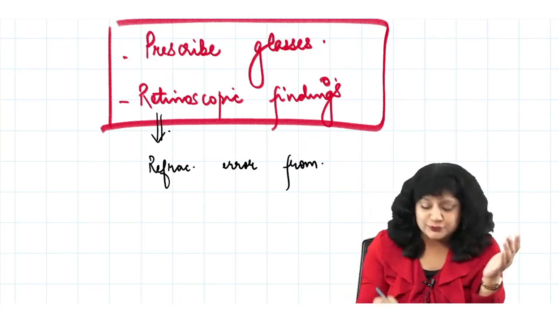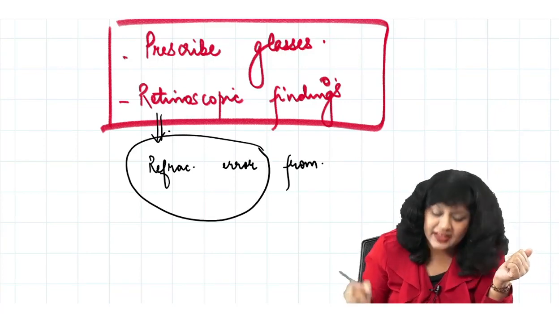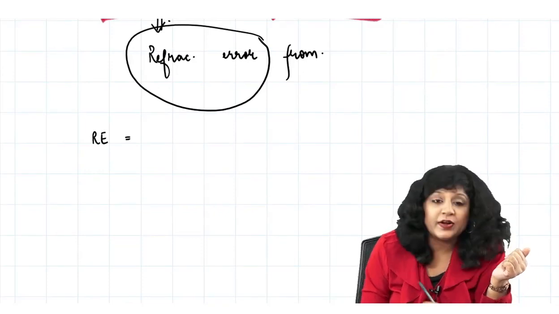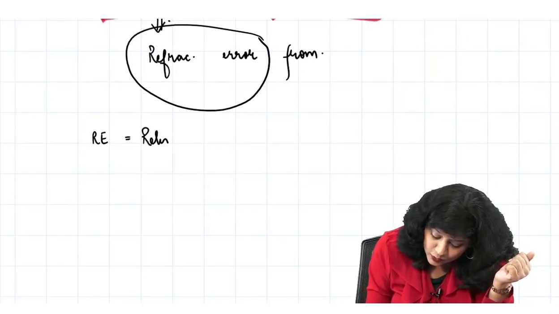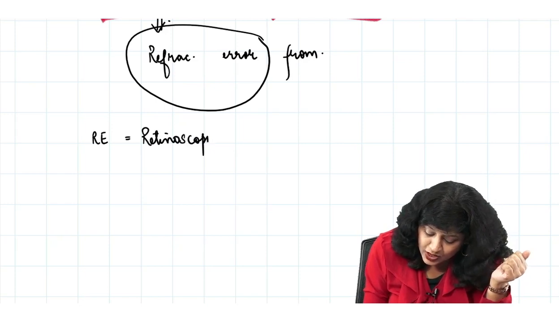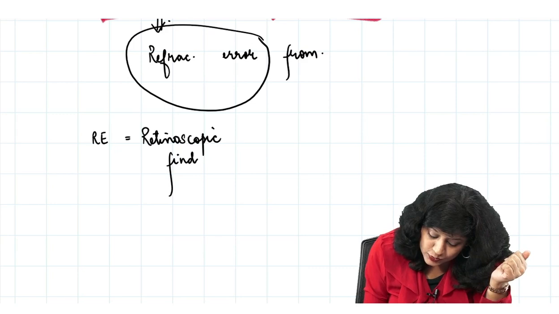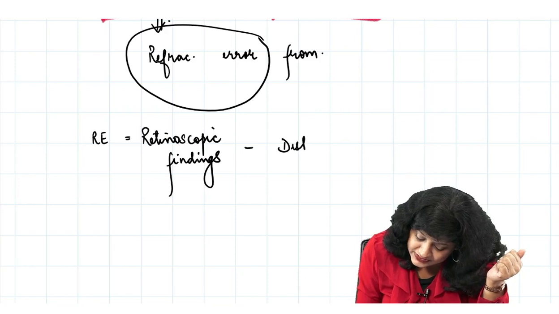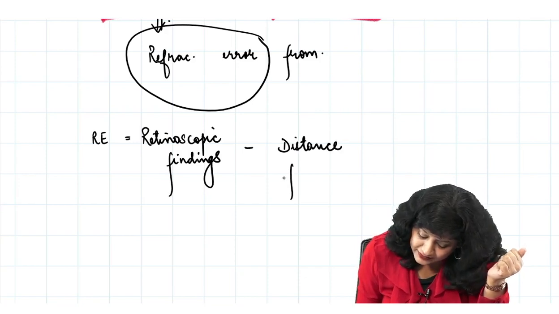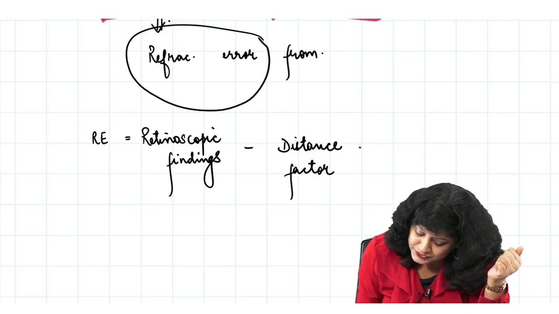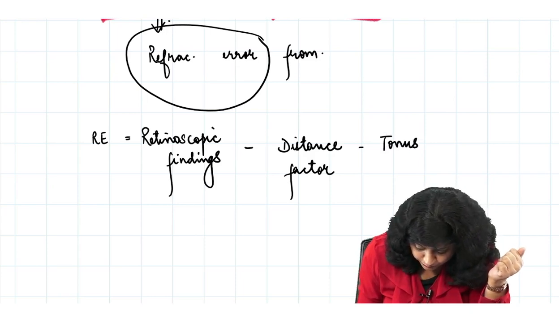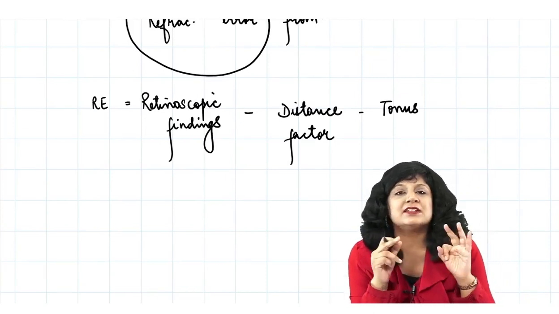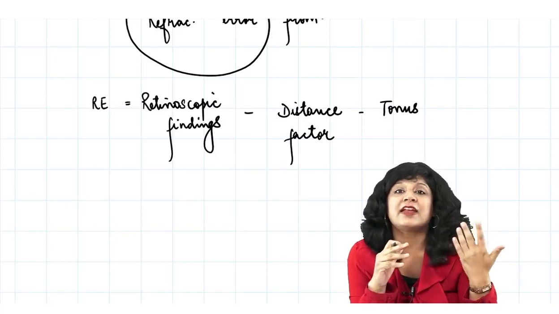I have to calculate the refractive error in the patient. So refractive error is actually equal to whatever your retinoscopic findings are. You already know how to get the retinoscopic findings. Minus the distance factor, and then you also have to subtract the tonus from it. Retinoscopic findings minus the distance factor and minus the tonus, then you will get the refractive error.